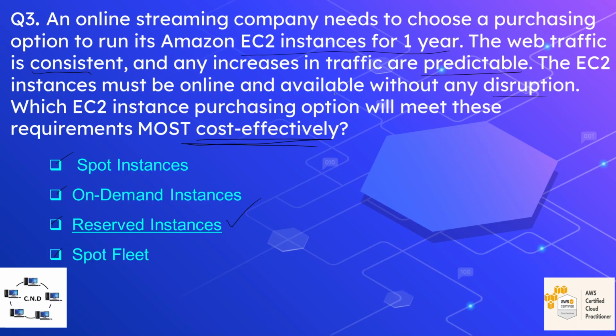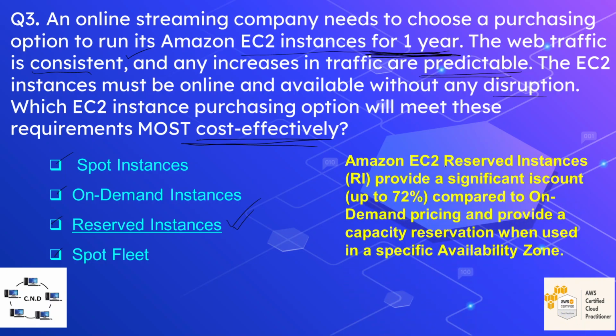So the reserved instances can be used where you have consistent traffic and the traffic is predictable and you have a specific duration set. So the most cost effective option for the EC2 instance is then the reserved instance. And what is the reserved instance? The Amazon EC2 reserved instance provides a significant discount, up to 72% compared to on-demand pricing, and provides a capacity reservation when used in a specific availability zone. So the most cost effective here, as we can see, gives up to 70% discount as compared to the on-demand instances.